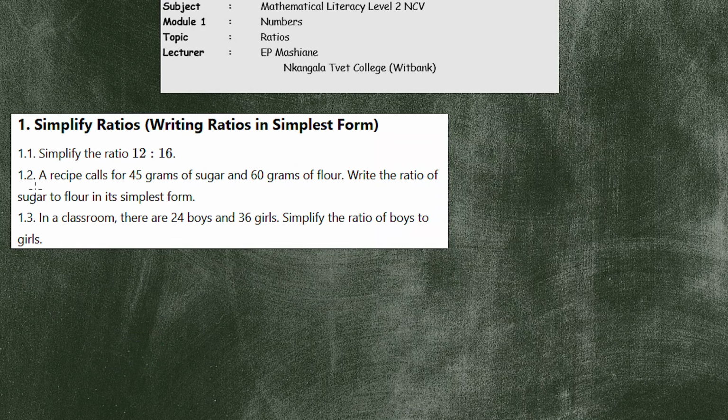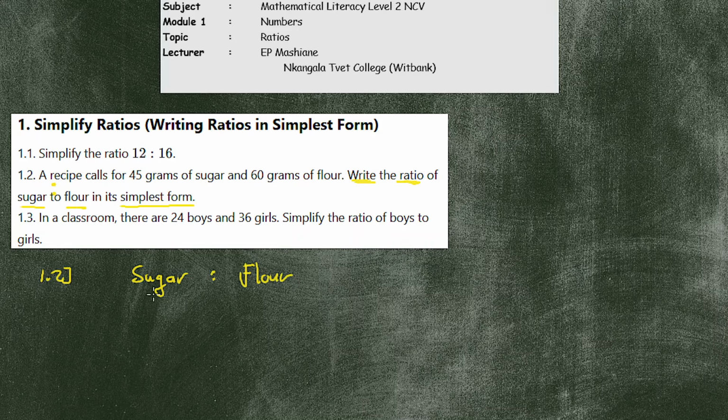Now for the next question, 1.2, a recipe calls for 45 grams of sugar and 60 grams of flour. Write the ratio of sugar to flour in its simplest form. So 1.2, you have sugar to flour, right?